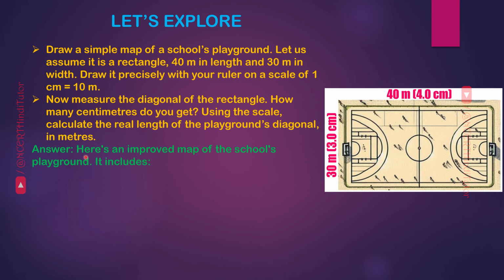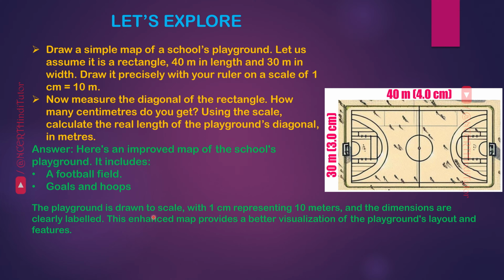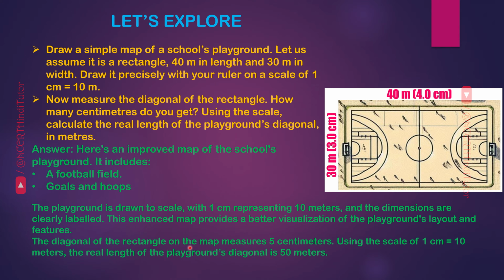Answer: Here's an improved map of the school's playground. It includes a football field, goals and hoops. The playground is drawn to scale with 1 centimeter representing 10 meters and the dimensions are clearly labeled. This enhanced map provides a better visualization of the playground's layout and features. The diagonal of the rectangle on the map measures 5 centimeters. Using the scale of 1 centimeter equal to 10 meters, the real length of the playground's diagonal is 50 meters. So friends, this is the length, 40 meters, 4.0 centimeters, and 30 meters, 3.0 centimeters.